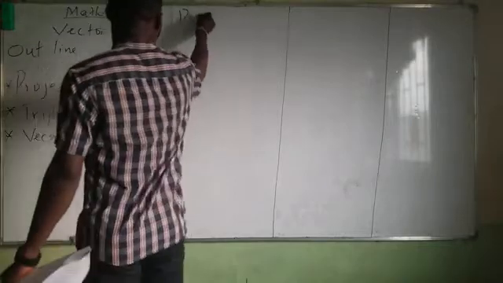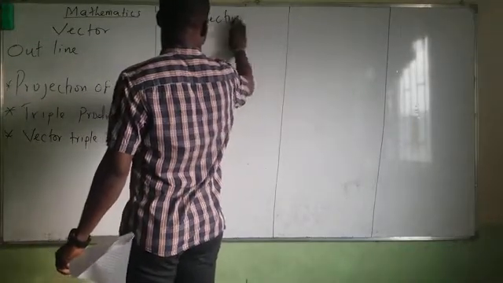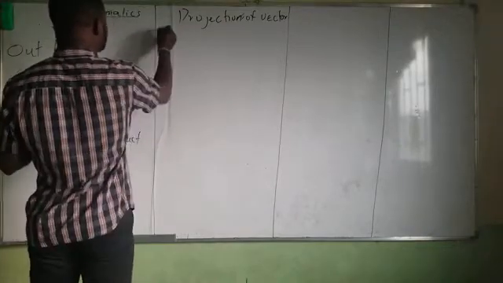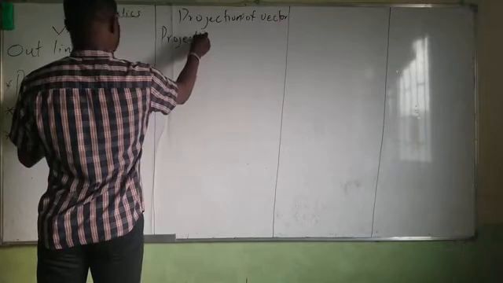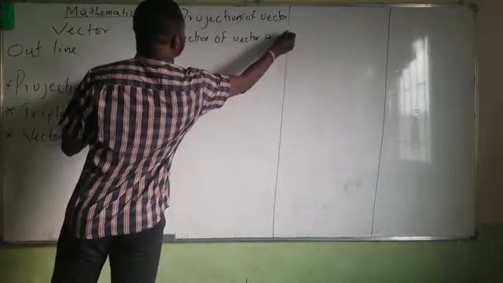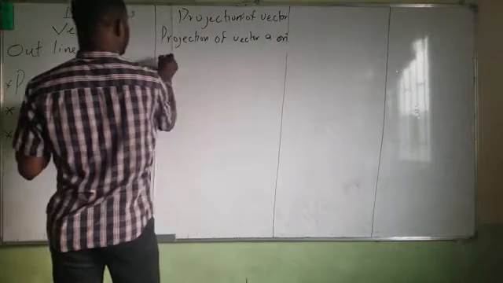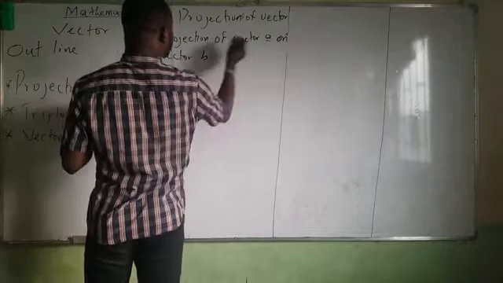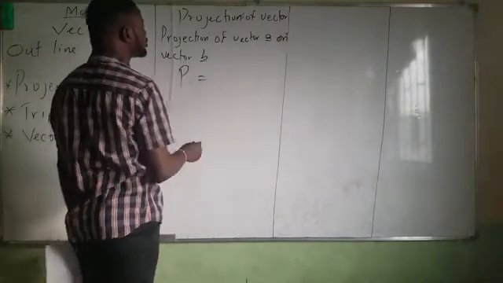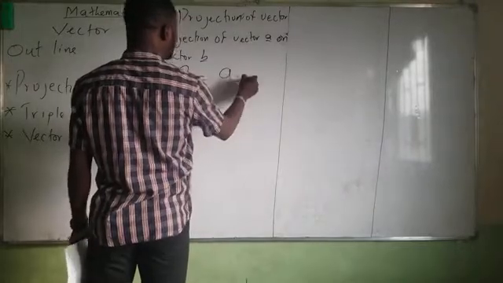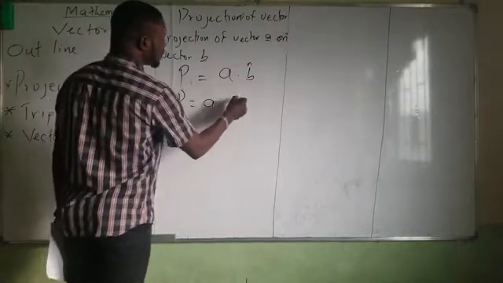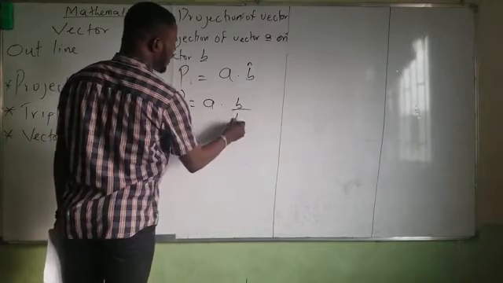Projection of vector. Now, for instance, if I have projection of vector A on vector B, this is a vector, this is a vector. Anytime I have something like this, it means my projection equals A dot unit vector of B. Which I can also write as A dot vector B divided by magnitude of B.